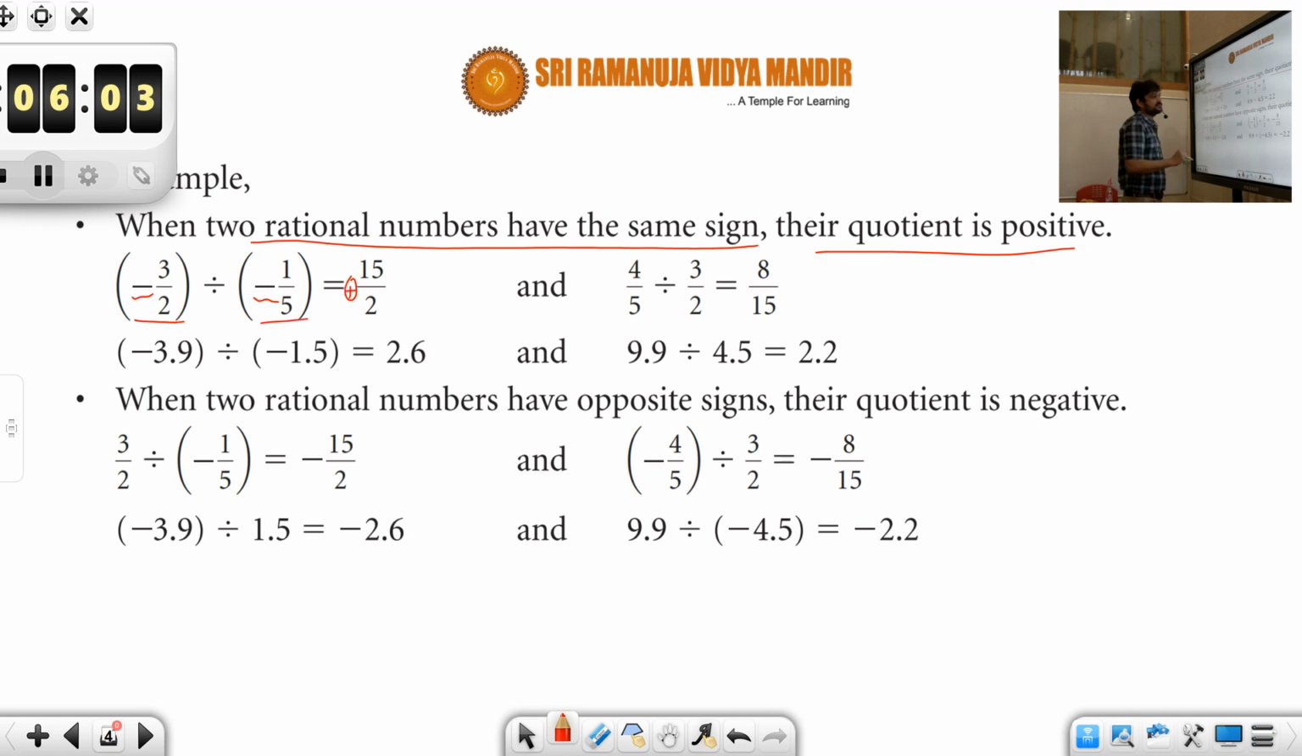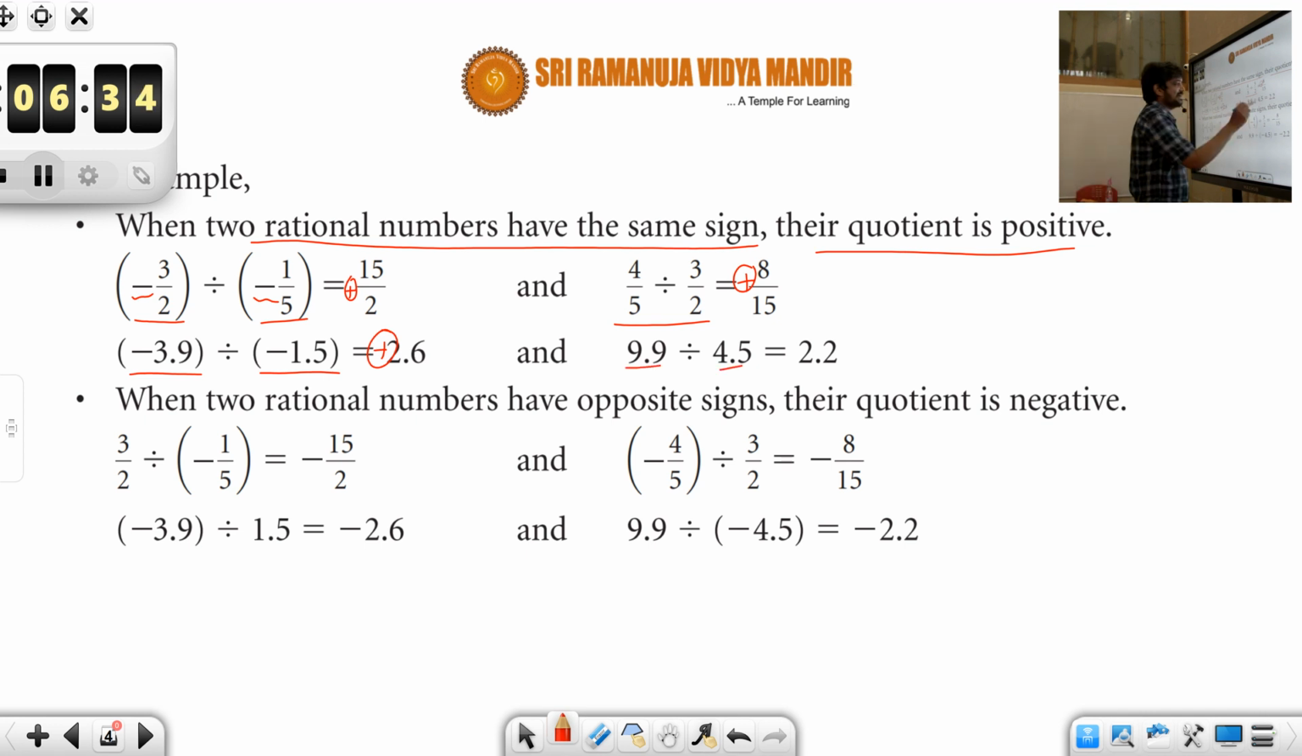Okay. And then 4 by 5 divided by 3 by 2. These are positive numbers. So the result is going to be positive. And then minus 3.9 divided by minus 1.5. So again, you are dividing two numbers in decimal form, two negative numbers. So what should be the sign? It is positive. Okay. So here I am trying to explain the sign convention, and then later let's look at examples of how to find the numerical value.